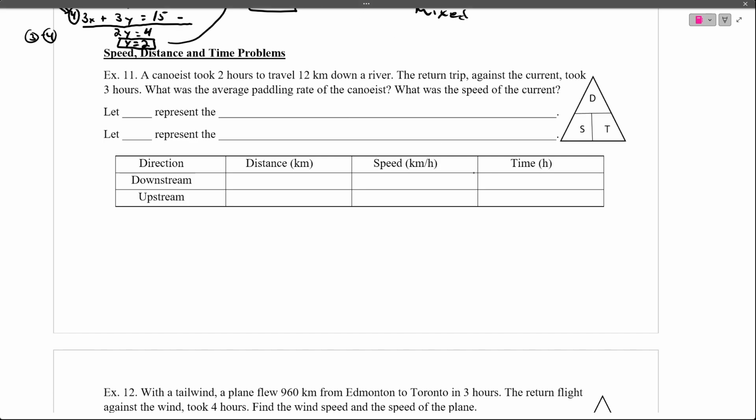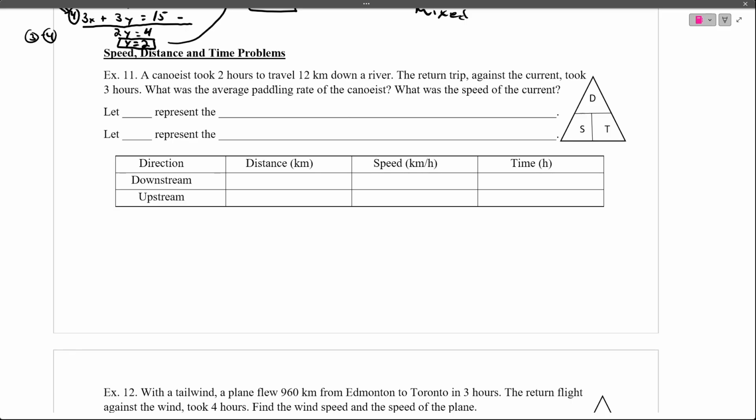Okay, so let's start off. A canoeist took 2 hours to travel 12 kilometers downriver. Downriver means he's going with the current, okay? So the current, the flow of the water. So a canoeist took 2 hours to travel 12 kilometers downriver. The return trip against the current took 3 hours. What was the average paddling rate of the canoeist, and what was the speed of the current?